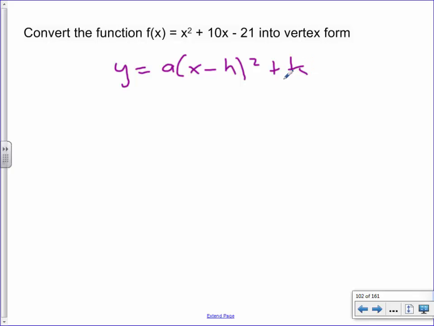I have two main issues I have to deal with first. The first issue is I have to figure out what is my leading coefficient. What is my leading coefficient in this example right here?